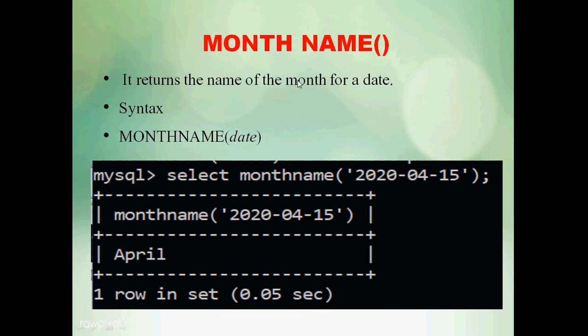Next is month name. In this function, if you give a date, this function returns the month name instead of the month number. In the date you can see that the month is 4. What is the month name? It is April. So it will return or print April.